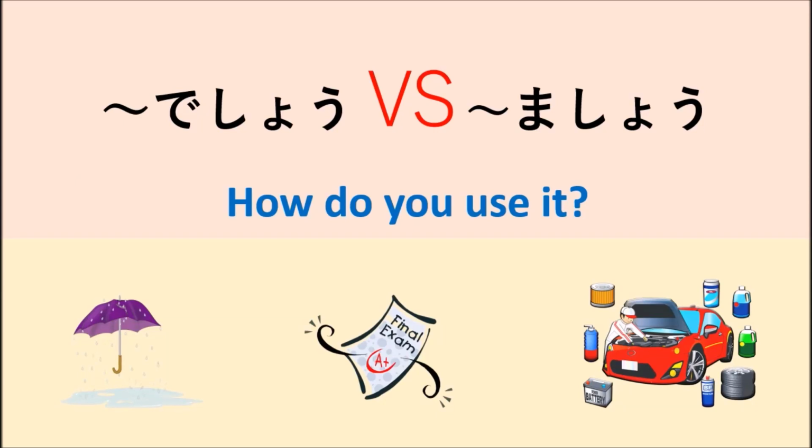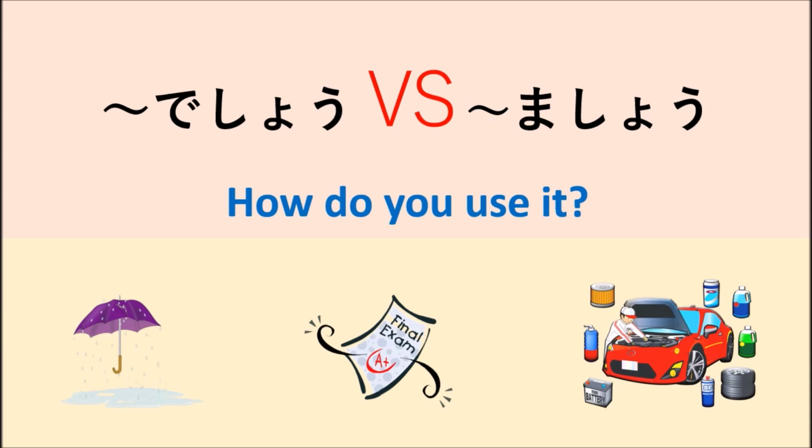でしょう VS ましょう. What is the difference between deshou and ましょう? And how do you use them in Japanese?